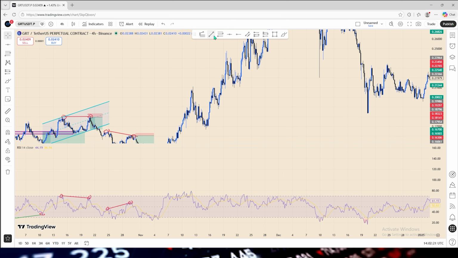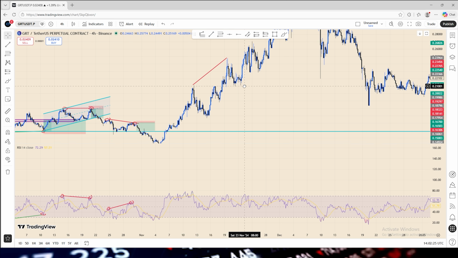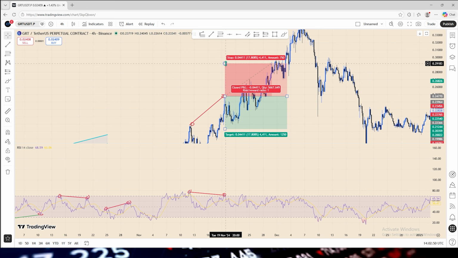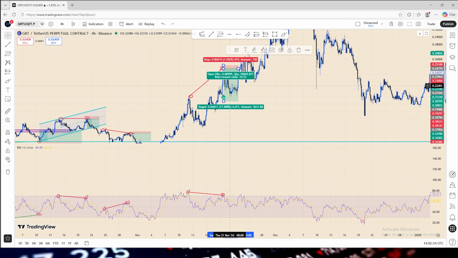Finally, here is one more bearish divergence. The price makes a higher high, and the RSI makes a lower high. We enter the short trade, place the stop loss above entry, and target the nearest support.